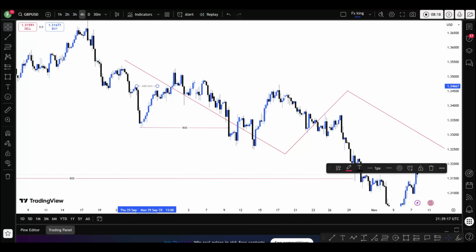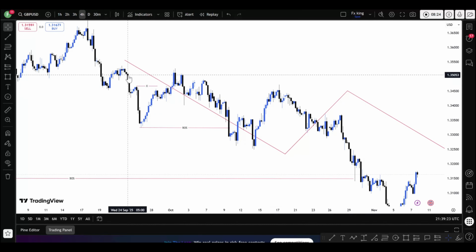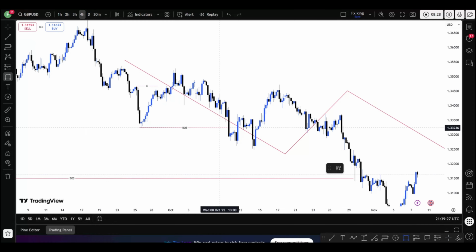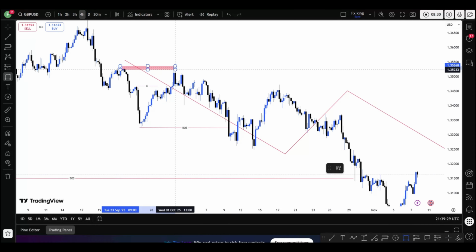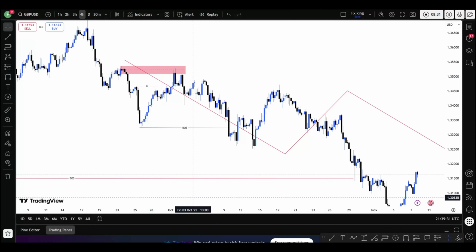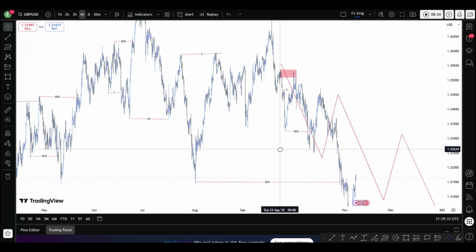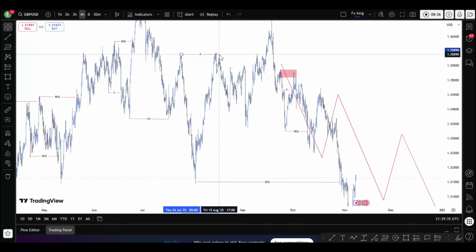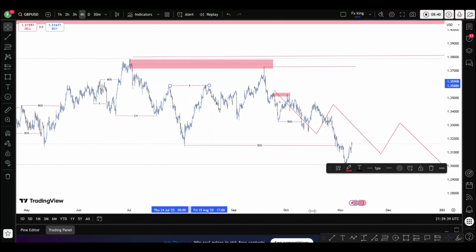So we had this inducement here. The inducement got taken out and we had a break of structure, right? The market also happened to mitigate a zone here. So this is also internal structure. This is how you do your top-down analysis, right? You start from a bigger time frame, you check out the view, and then as you move down, you update.